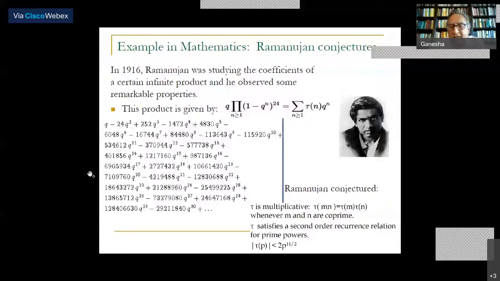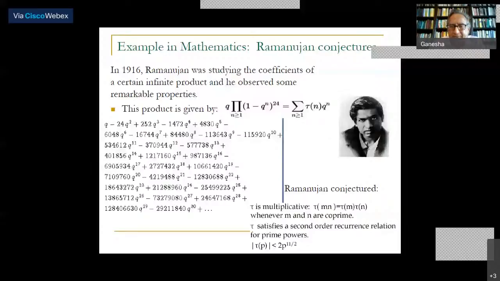And he also noticed that every time you look at prime powers, the values of tau at the prime powers seem to satisfy a second order recurrence relation. And then he made a third conjecture that if p is a prime number, tau of p is always less than 2 times p to the 11 over 2. Now, these are the conjectures he noticed and made. Surprisingly, they turn out to be very profound conjectures. And these innocent-looking conjectures transformed the entire 20th century mathematics.